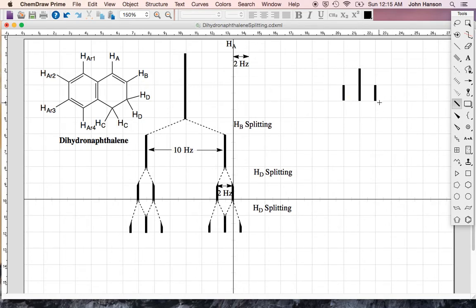Okay, so now we're going to split each of those lines into 2. We've done this coupling already. Now we're going to do the splitting to HB, which is the 10 Hertz one. So let's see how that works out.